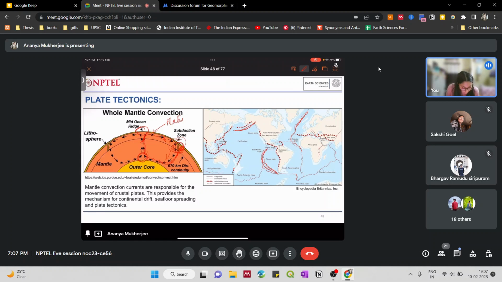Then you have some dotted lines over here. These are the transform fault boundaries. I'll come to the different types of plate boundaries. So this is, on the whole, how plate tectonics happens because of the convection currents that exist in the mantle.